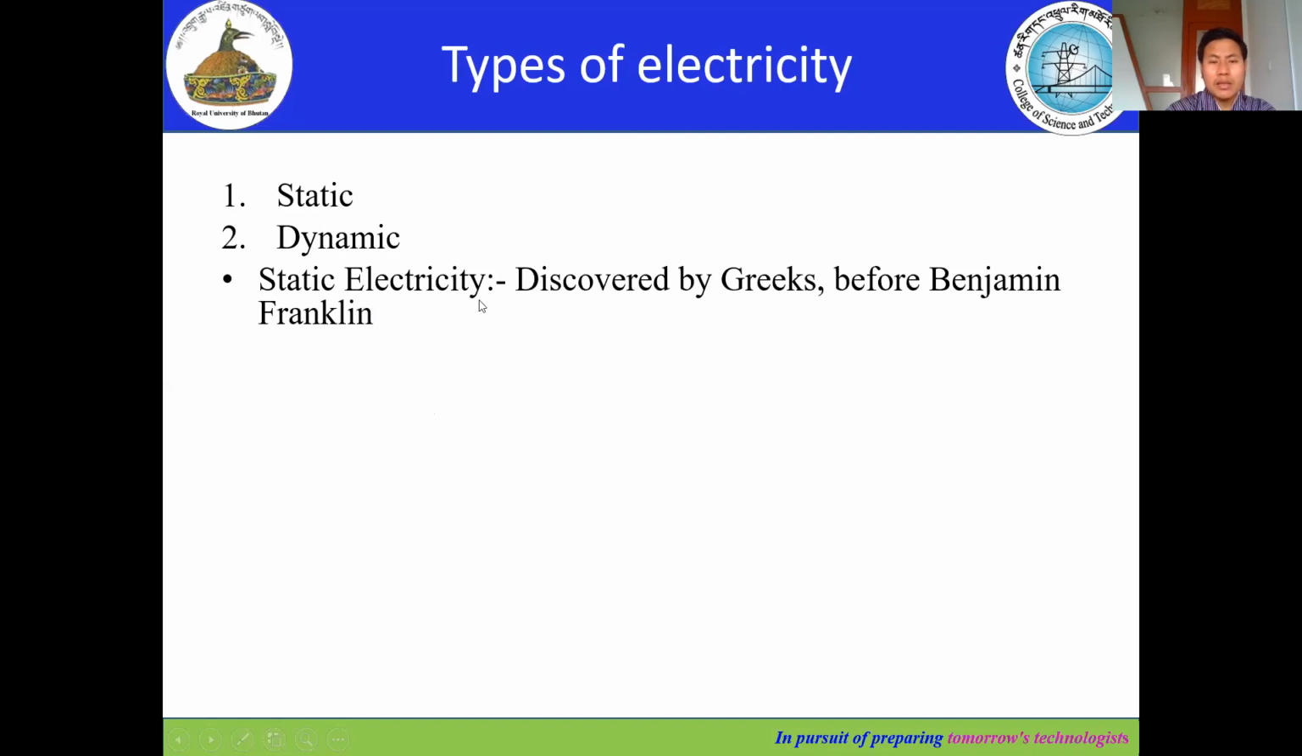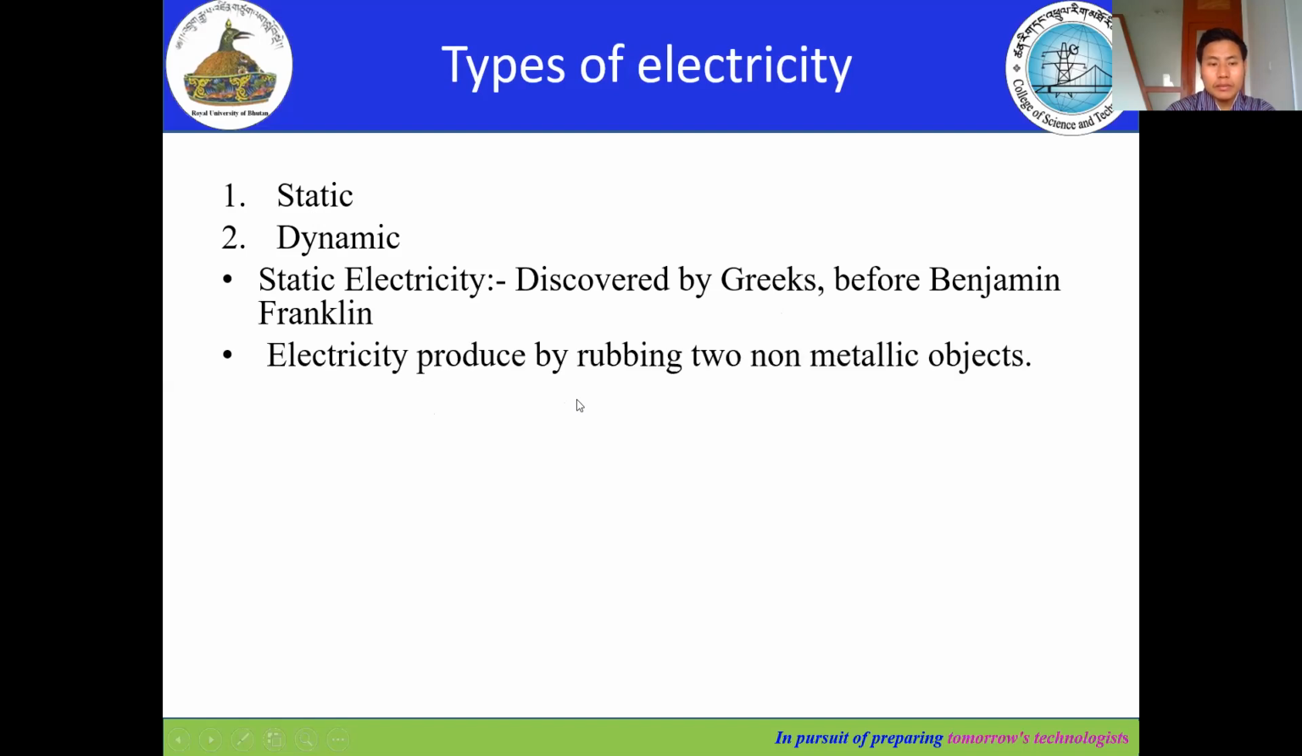Static electricity was discovered by Graves. That means it is before Benjamin Franklin. Looking at this statement, we can say that Benjamin Franklin discovered the dynamic electricity. The electricity produced by rubbing two non-metallic objects is called static electricity.